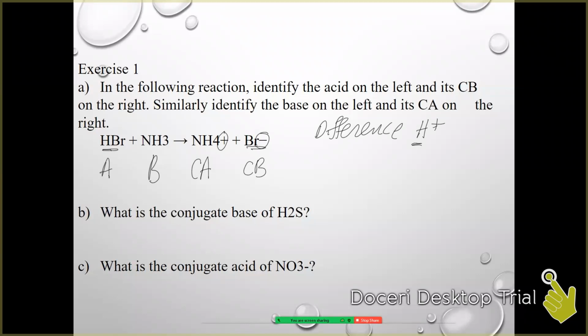All right, so on this one, I have H2S. They're saying this is my acid. What would be its conjugate base? So, I'm sorry?